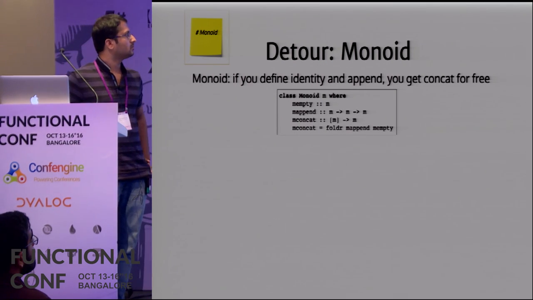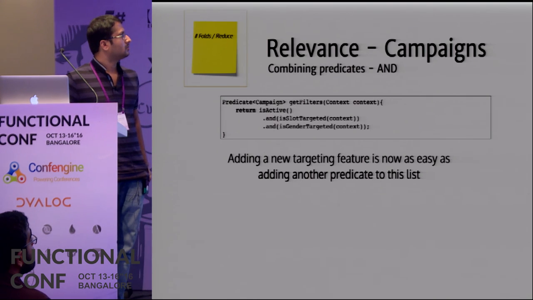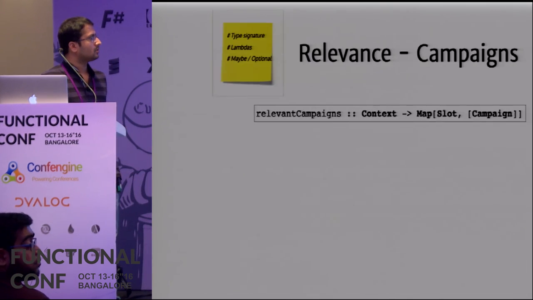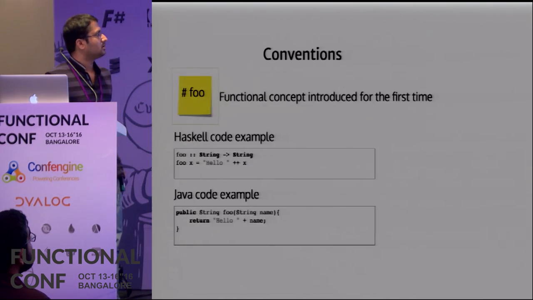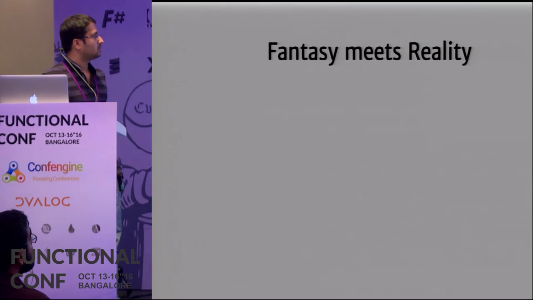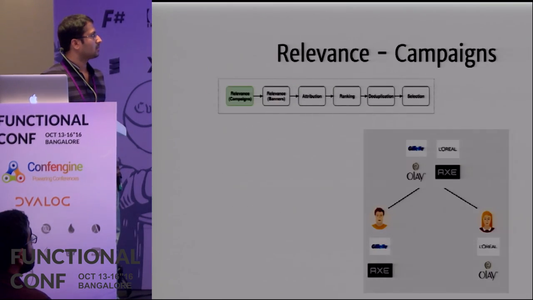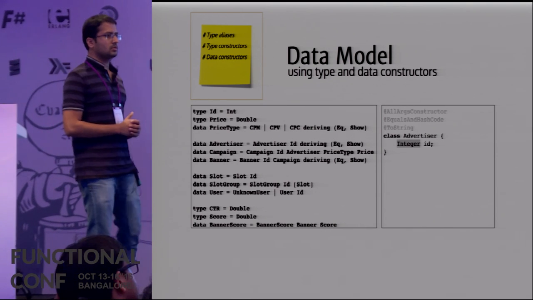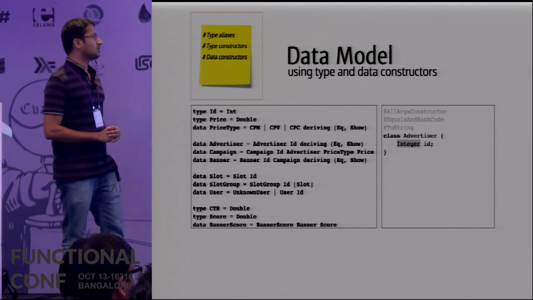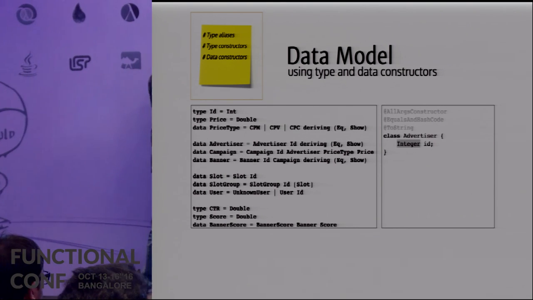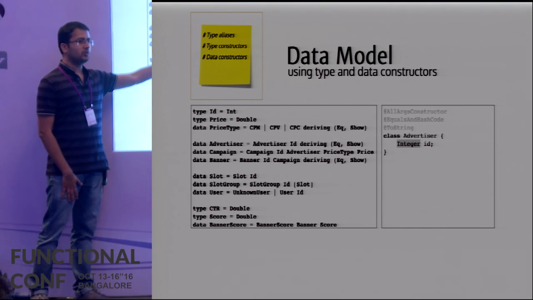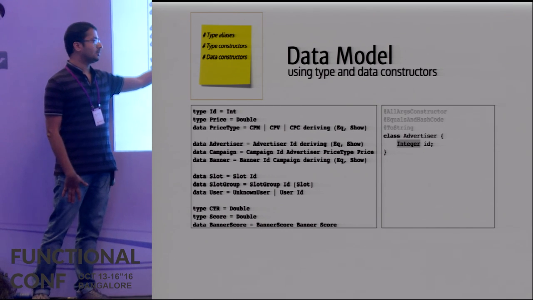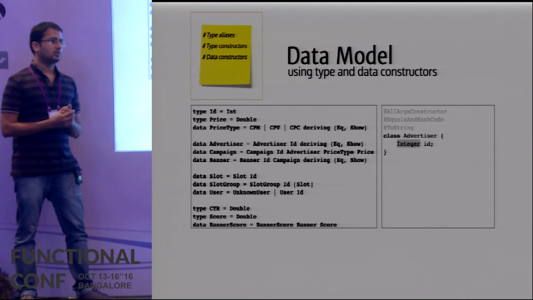Which one are you talking about? This one? Okay, the data model, sorry. So this is not possible in Java. You have to represent this as, this is kind of like an enumeration. So the way to represent this in Java is to create a maybe user, and when that is nothing, you treat it as an unknown user, or if it's a just user, you treat it as an actual user.